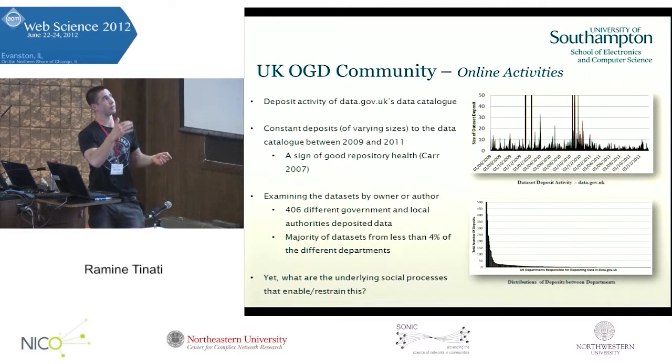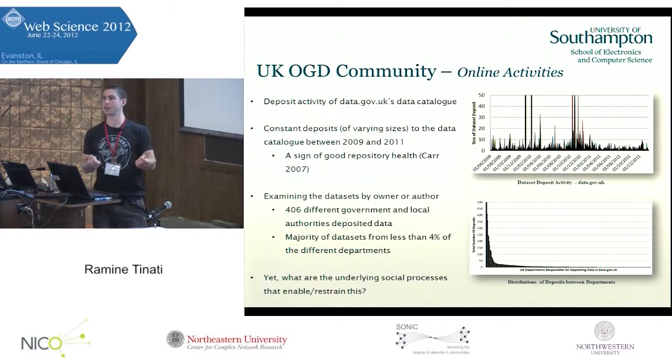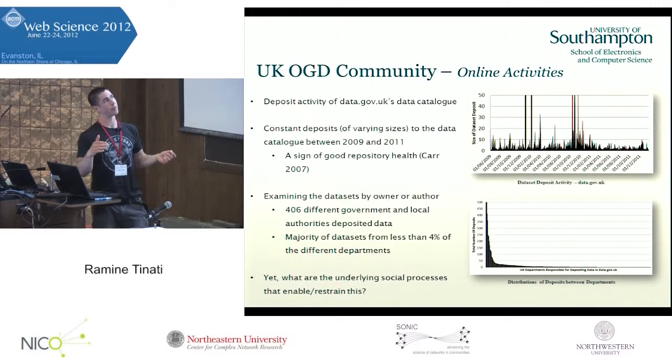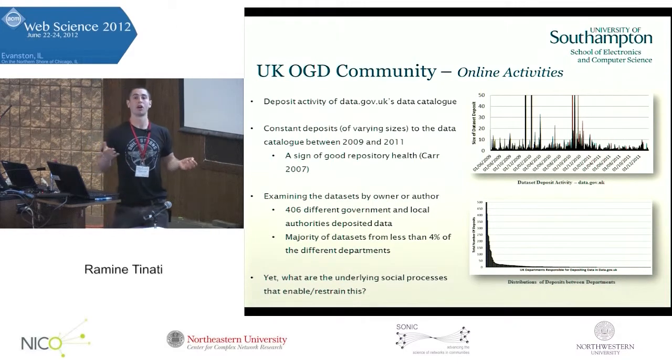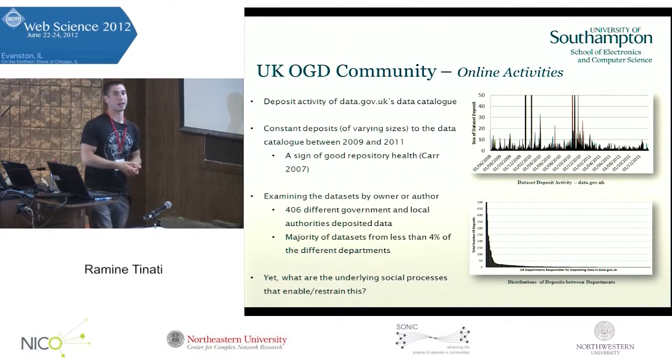But we do also see some fluctuation. We do see some massive spikes, and we don't really know what these correspond to. If you look at 2011, it looks like it's dropping off. But again, we don't know the context behind this. We don't know what's going on. So this is something we need to find out.